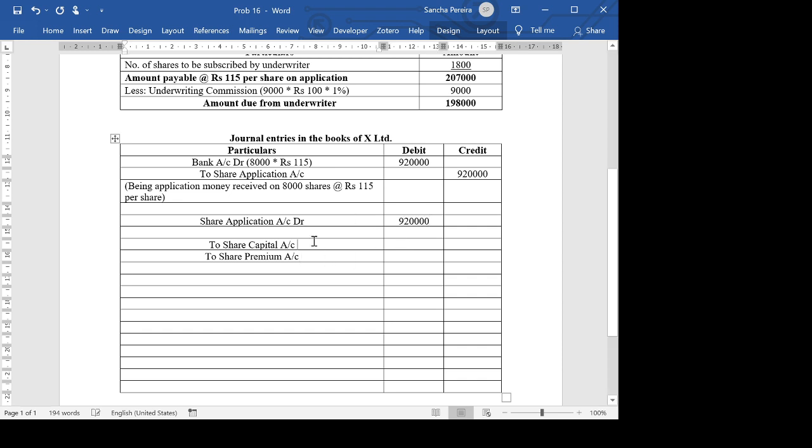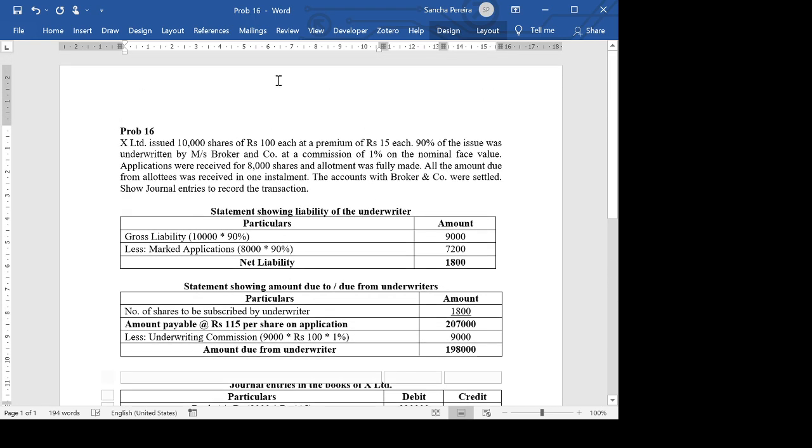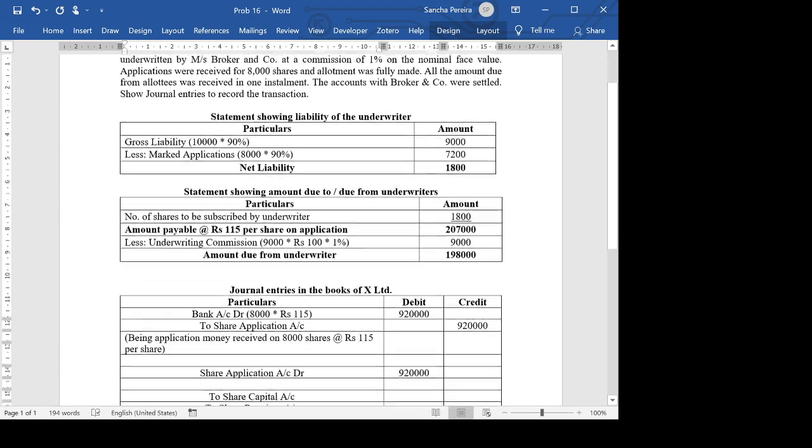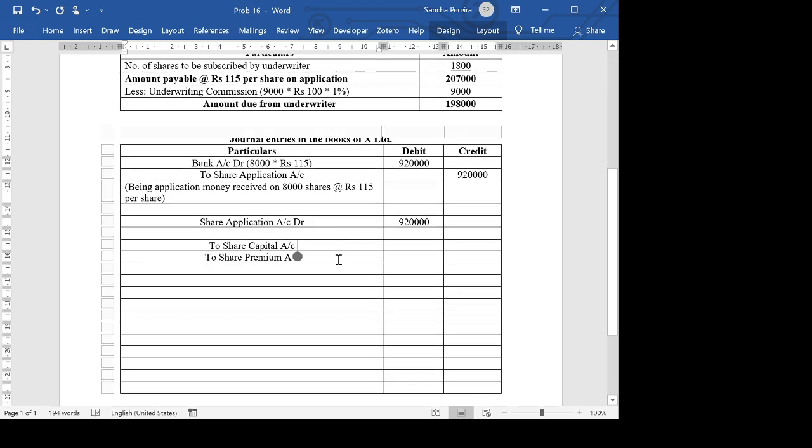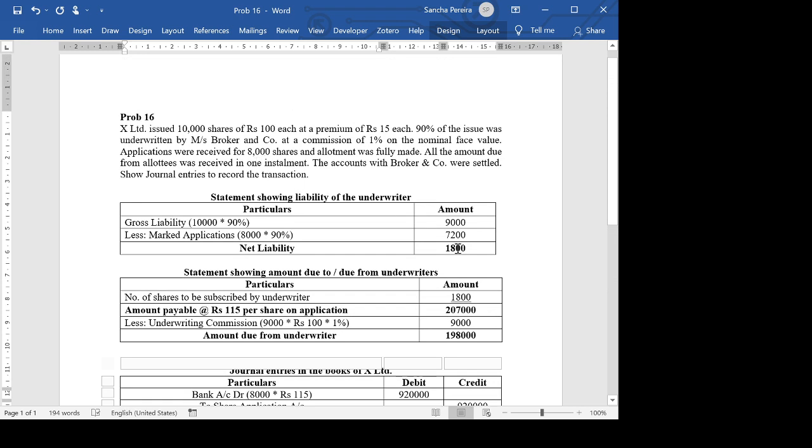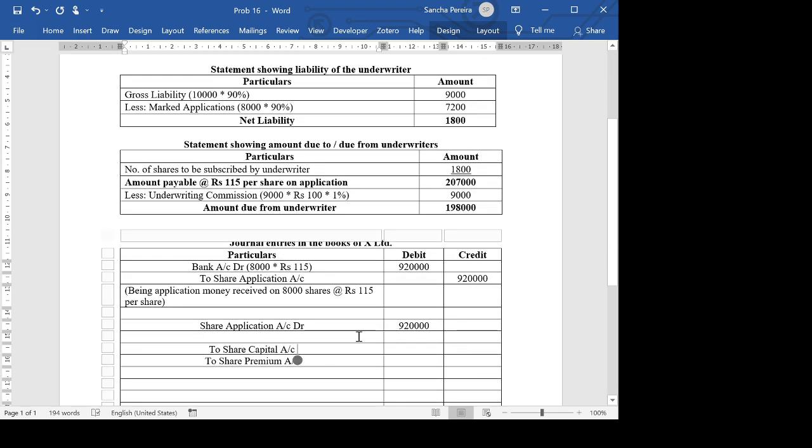Now when I'm calculating this, I need to be a little careful. Even though 10,000 shares are issued fully, we know that applications have been received on 8,000 shares. And besides that, the underwriters are also going to take up 1,800 shares. So when I'm transferring to the share capital, I cannot transfer the entire 10,000 shares, because out of 10,000, only 9,800 is going to be done. 200 is still left, which is going to be the responsibility of the company. Nothing has been told how the company intends to raise money on those shares. So since it's partial underwriting, I cannot transfer the entire 10,000, because the underwriters have not taken up responsibility for the entire 10,000.